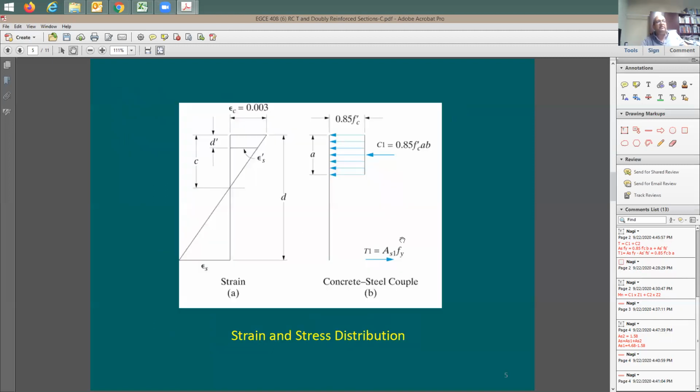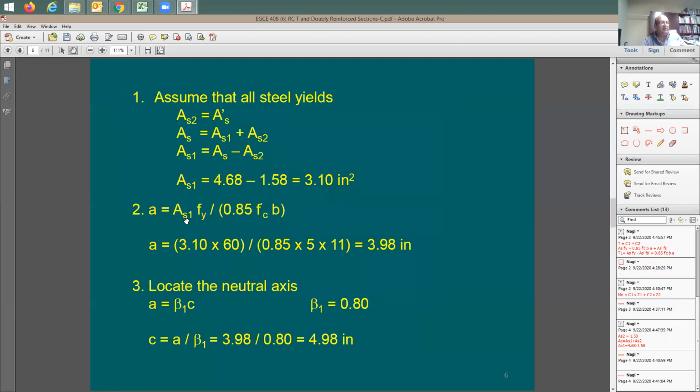Now, go back here to this graph. Set this tension force with AS1 equal to C1 to solve for A. Fine. I'm going to be doing my equation here. AS1 times Fy, because I'm assuming it's yielding, right? Divided by 0.85 F prime C times B, the 11 inches, and the 5 ksi. Now I have the compression block depth, which is going to be 3.98. This is good, right? Now I was able to find out the compression block depth.